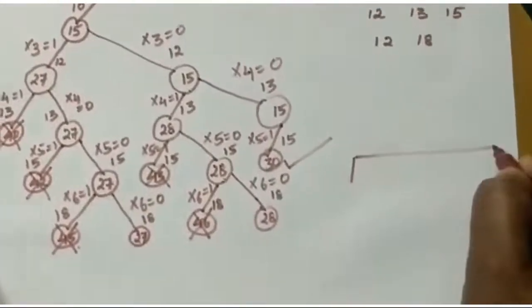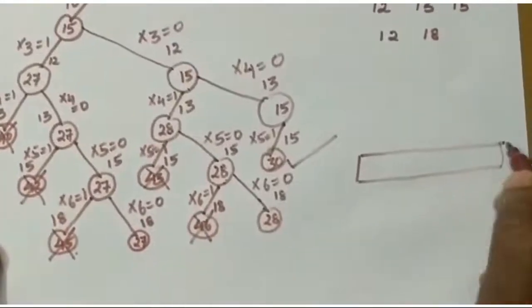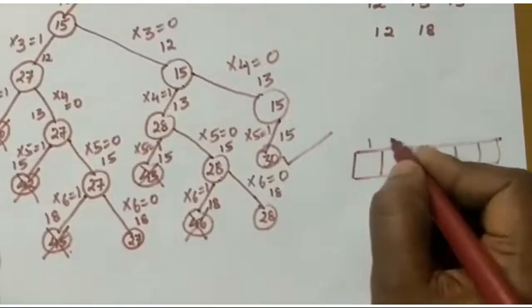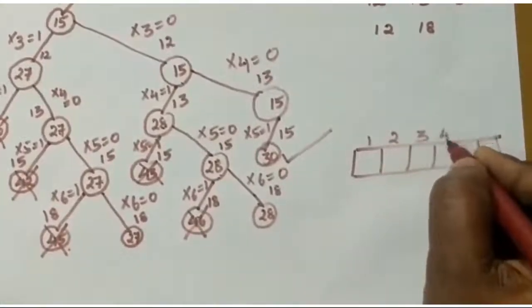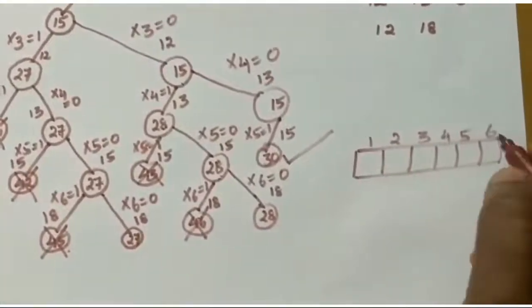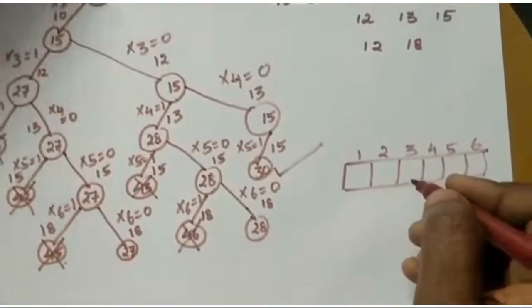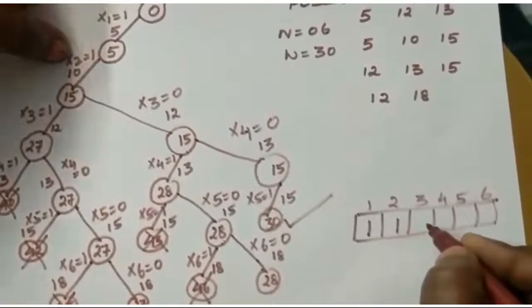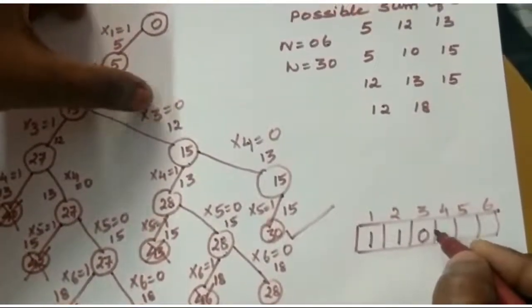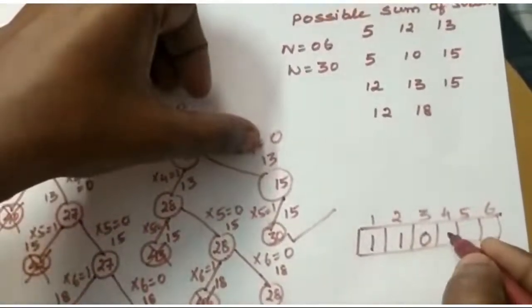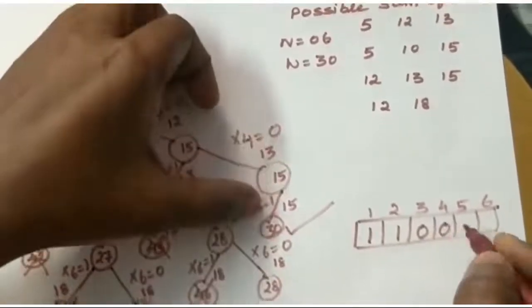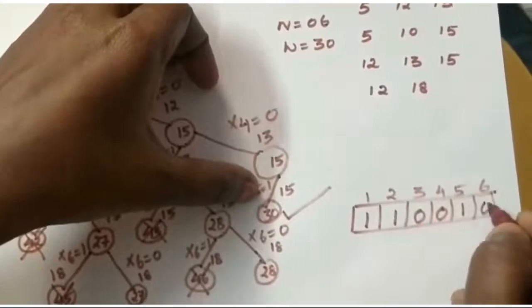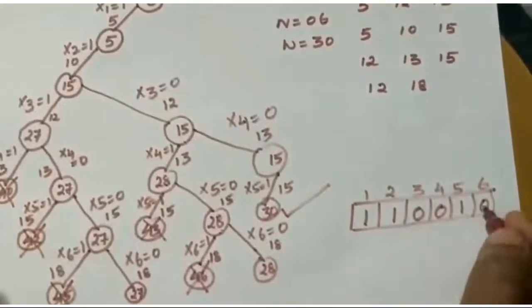So how we can represent it is like this. First element, second element, third element, fourth element, fifth element, sixth element. So the first level is included, it's 1. The second level is included, it's 1. Third level is not included, it's 0. Fourth level is not included, it's 0. Fifth level is included, it's 1. Sixth level we have not visited. Before that we have just got the answer. So we make it as 0.